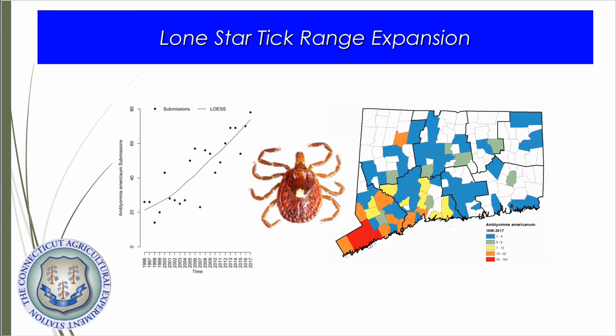The number of Lone Star ticks submitted to the CAES tick testing laboratory increased by 58% from the time period of 1996 to 2006 to the time period of 2007 to 2017, mainly from Fairfield County. Established populations of Lone Star ticks were discovered in Fairfield and New Haven counties in 2018 and 2019 respectively, and further establishment in New Haven County was documented on June 17, 2020.